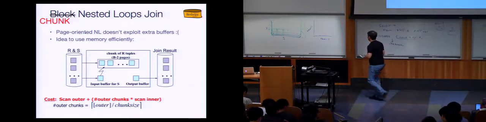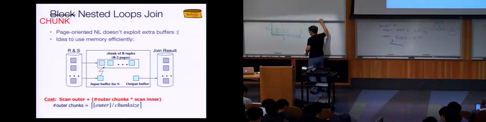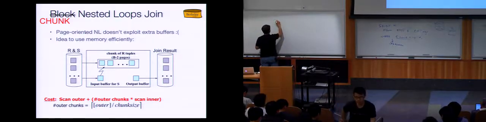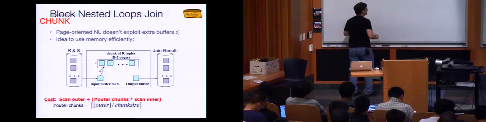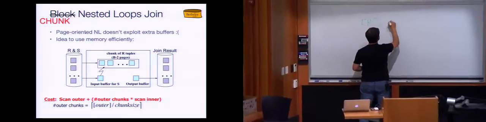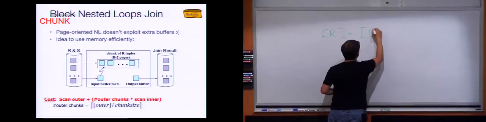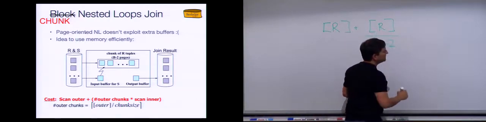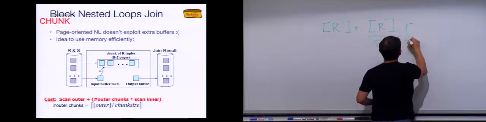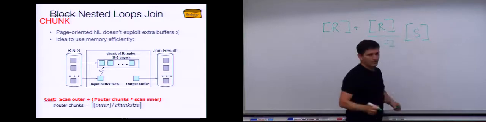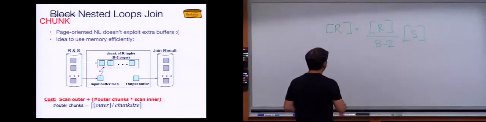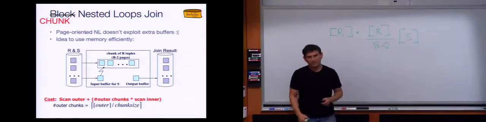And so just to write that down in our previous notation, it's the number of pages in R plus, so that's the scan of the outer, plus that number again divided by the chunk size, which is B minus 2, times S. Right? Okay, so we just saved ourselves roughly a factor of B minus 2.